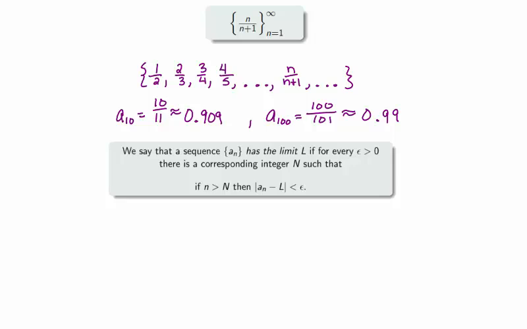We say that the sequence an has limit L if for every epsilon greater than 0, there is a corresponding integer N such that if n is bigger than N, then the absolute value of an minus L is less than epsilon. We use the notation that the limit as n goes to infinity of an equals L, or we might write an goes to L as n goes to infinity.